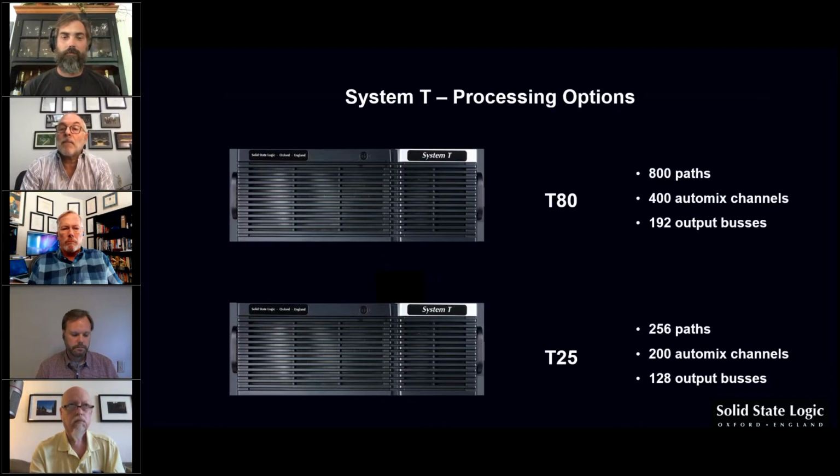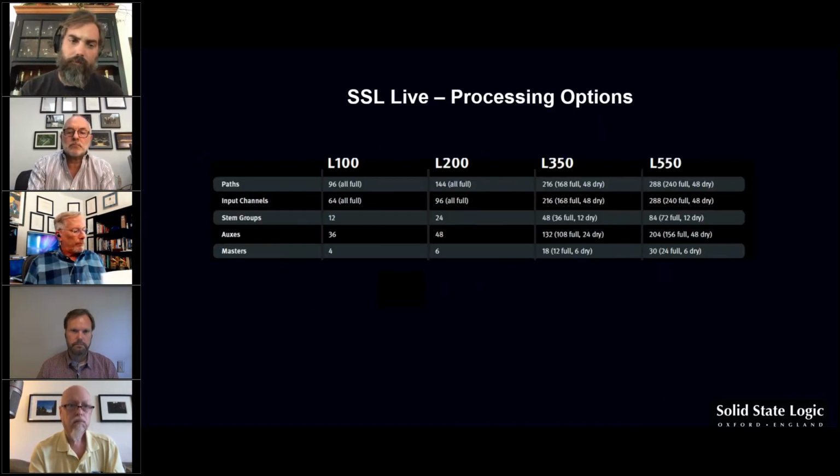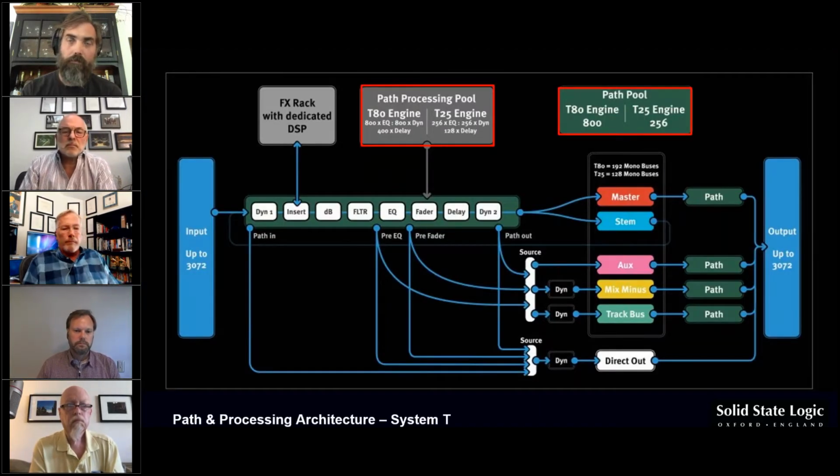Tempest engine for System T has two sizes. The T80 is 800 paths. The T25 is 256 paths with full auto mixing, configurable output buses. The Live series has various configurations within the models. So there's the L100 being the 96 channel and the L550 being 288 processing paths. So that's kind of a difference between the two versions, since one has the engine external and the other is internal.